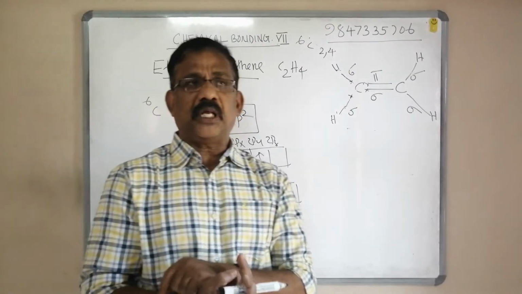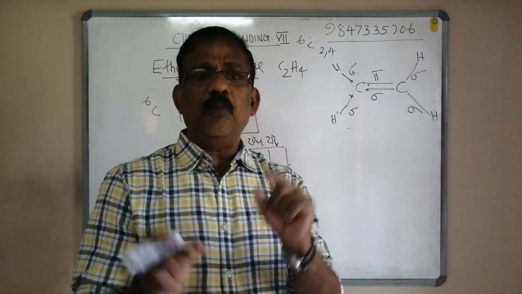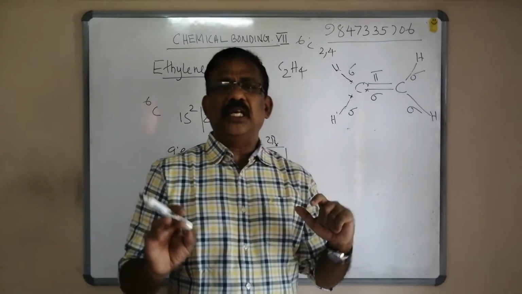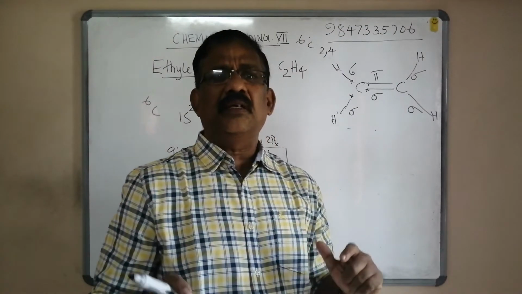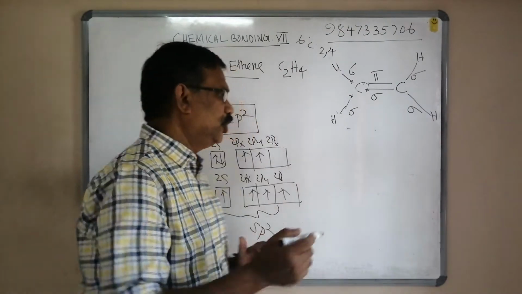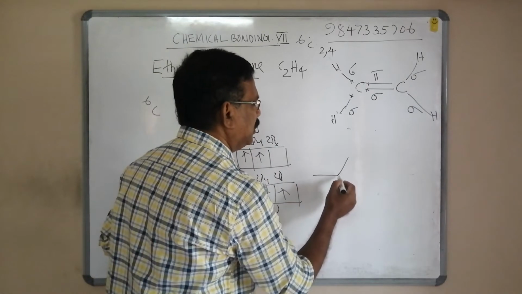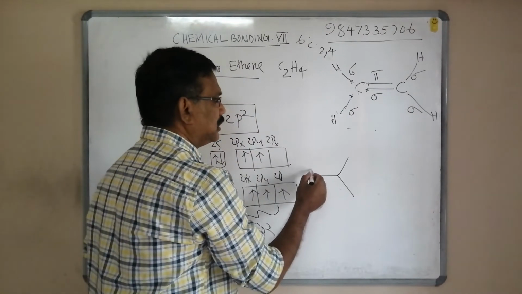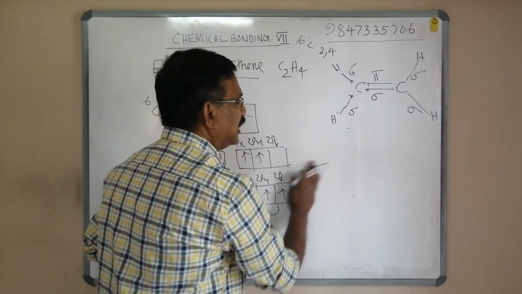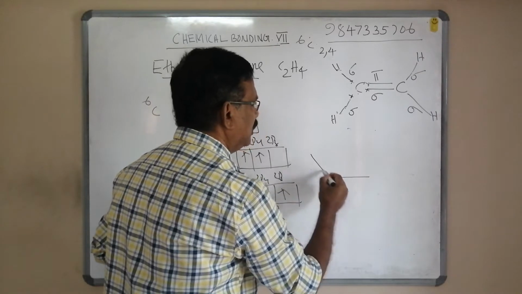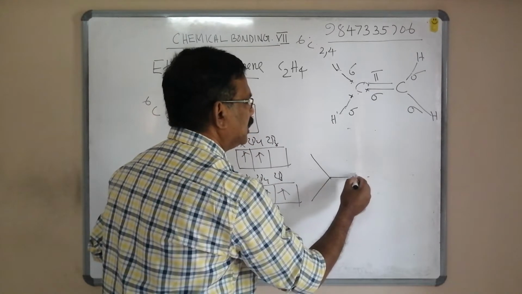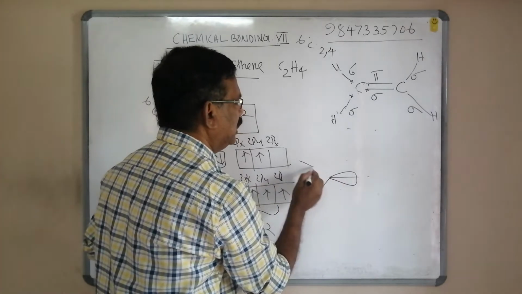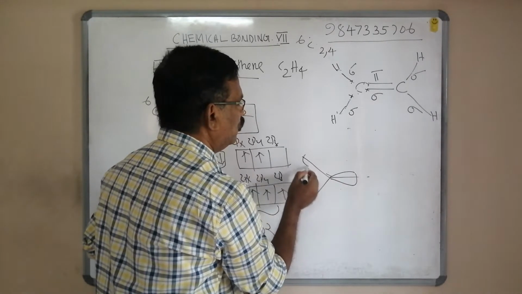After sp2 hybridization, how many hybrid orbitals are formed? 3 hybrid orbitals are formed, oriented along the 3 corners of an equilateral triangle with a bond angle of 120 degrees. So 3 hybrid orbitals for each carbon. This carbon as well as this carbon is under sp2 hybridization, and the bond angle is 120 degrees.